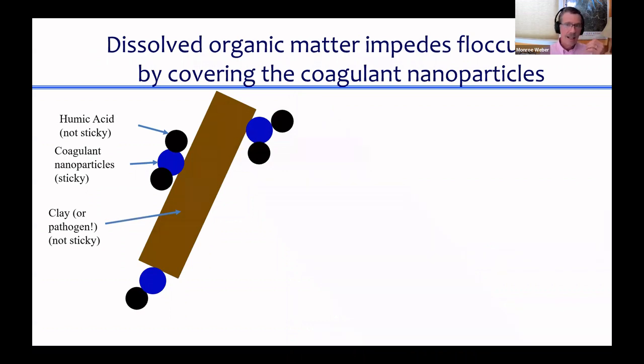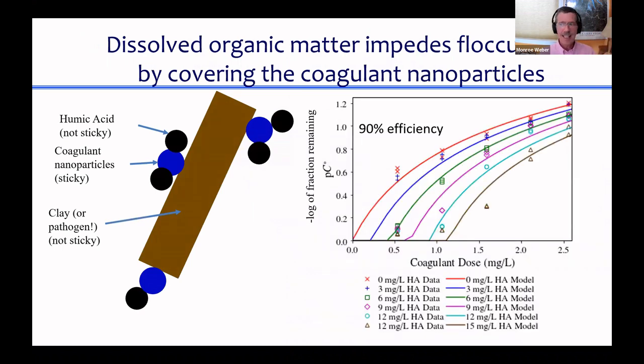We ran the experiments, and another one of my students, Ingda, ran these experiments, and she collected lots of data again, and we discovered that we could model this effect too, and it's just geometry. It's the geometry of how much of a coagulant nanoparticle is covered by each dissolved organic molecule. And based on that, you can figure out how much coagulant you have to add before you start having any coagulant that's actually not coated with the dissolved organic matter.